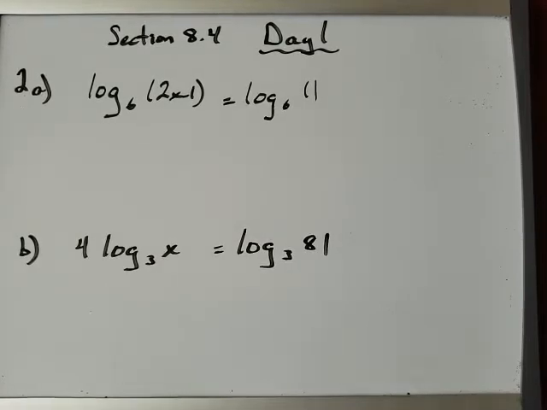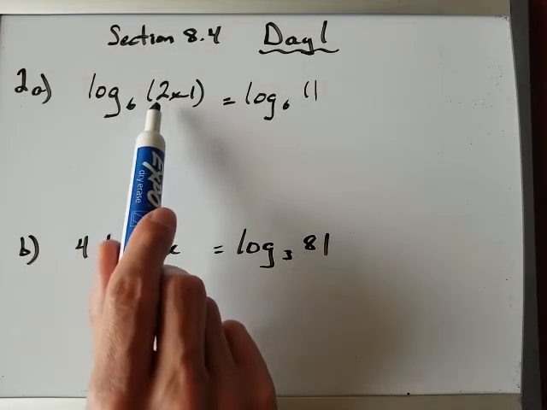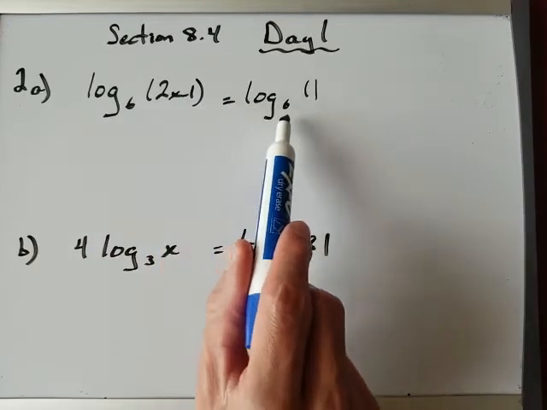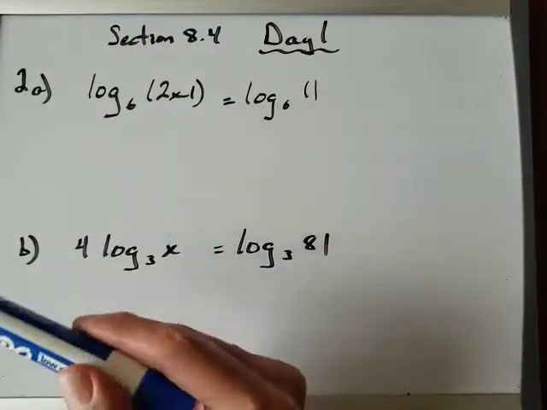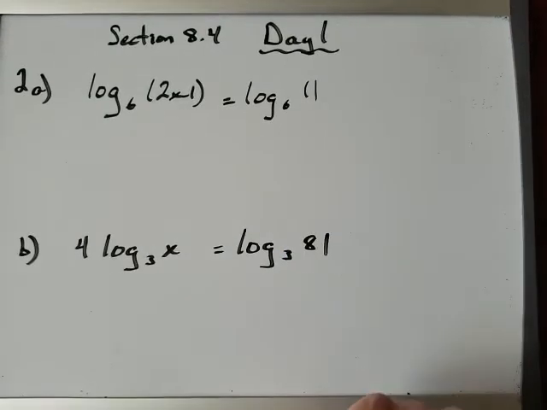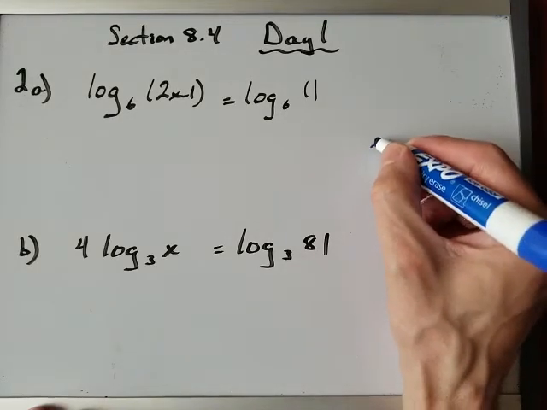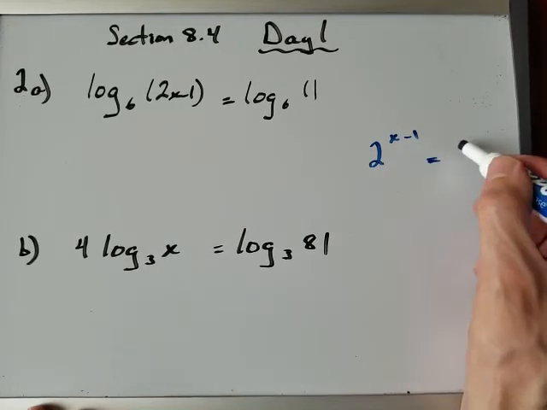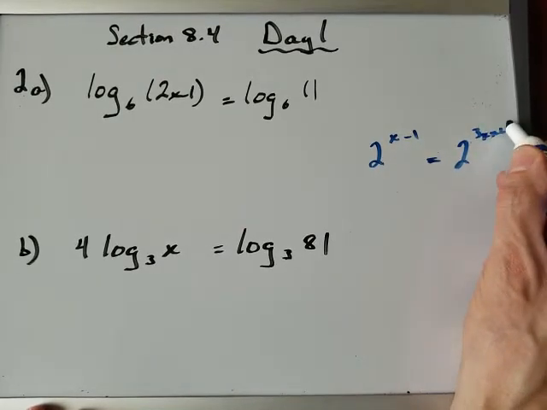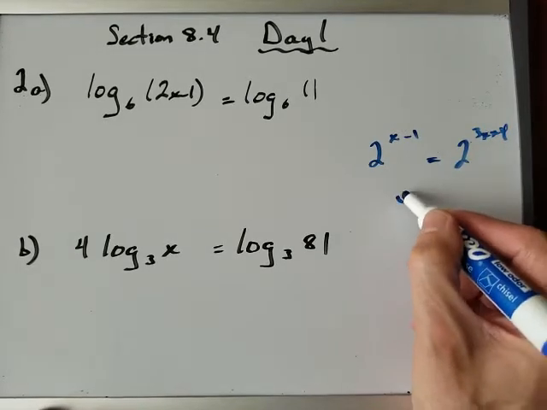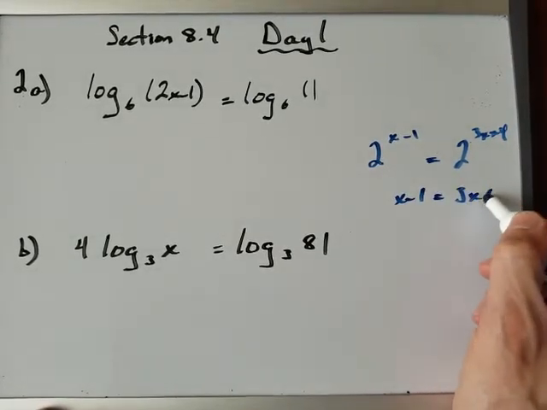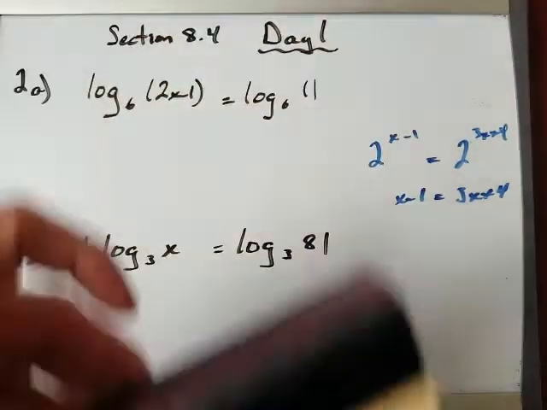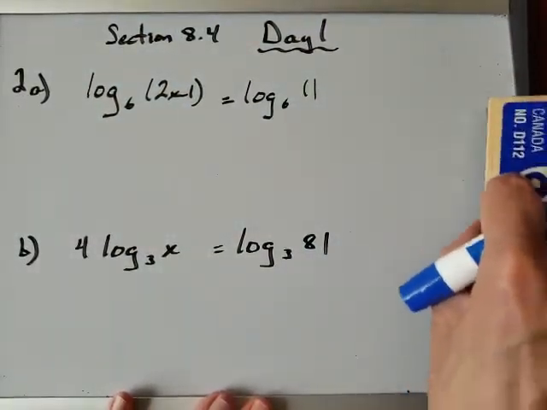In number 2a, what we have is log base 6 of (2x minus 1) equals log base 6 of 11. So here we have an equal, therefore we're solving an equation. And in this one, the process to start is an equality. We've seen this before. Here's a little do not write down zone. We've seen things like this. If you had 2 to the power 2x minus 1 equals 2 to the power 3x plus 4, if the 2's are the same, you can just drop them. And in an equality, you could say the exponents are equal.